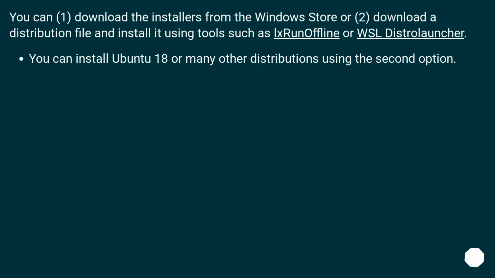You can 1. Download the installers from the Windows Store or 2. Download a distribution file and install it using tools such as RunOffline or WSL Distro Launcher. You can install Ubuntu 18 or many other distributions using the second option.